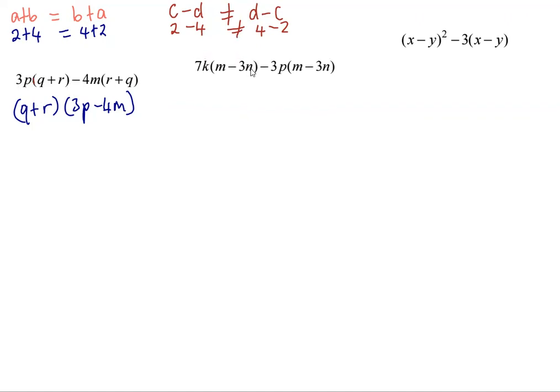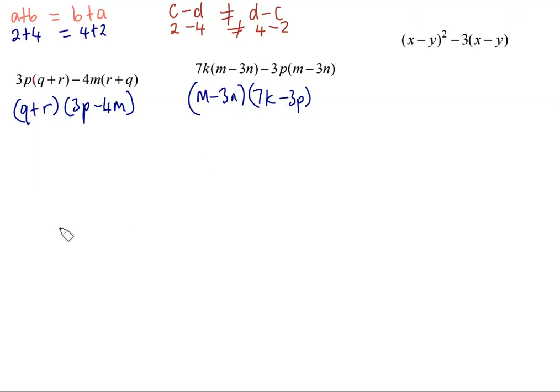Then we come to the next one here, which is actually very much similar because we've got m minus 3n, m minus 3n. We take m minus 3n. In the other bracket, we are left with 7k minus 3p. So we must understand that we must keep this in brackets, guys.